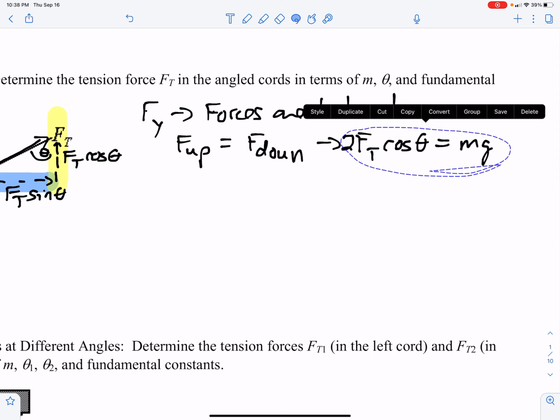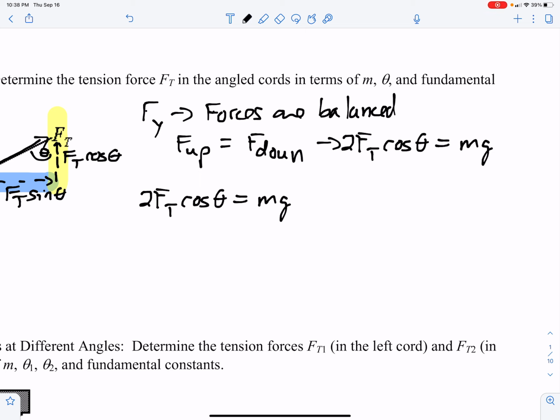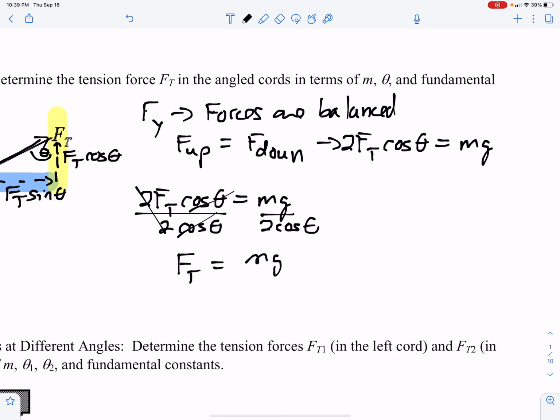Now, if we're solving this for tension, then I'm going to divide both sides by 2 and cosine of theta. The 2 cancels, the cosine cancels, and my tension force is equal to the weight divided by 2 times the cosine of the angle.